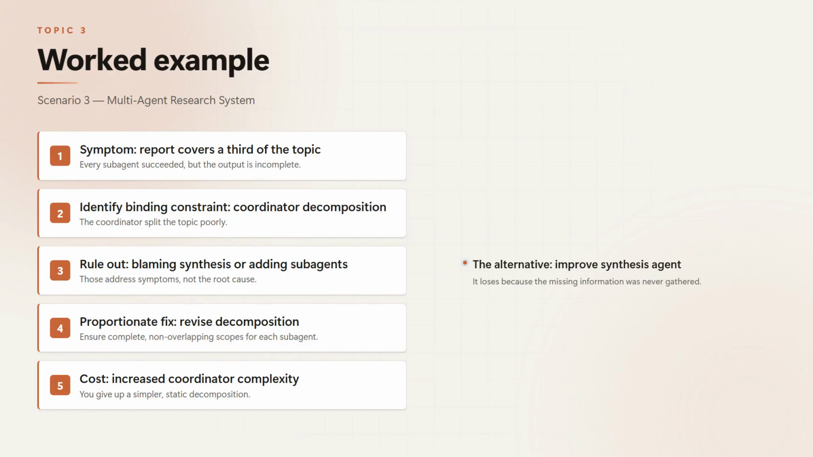The cost is increased coordinator complexity. You give up a simpler, static decomposition. The alternative is to improve the synthesis agent, but it loses because the missing information was never gathered in the first place. The rest of the symptoms are on the page.